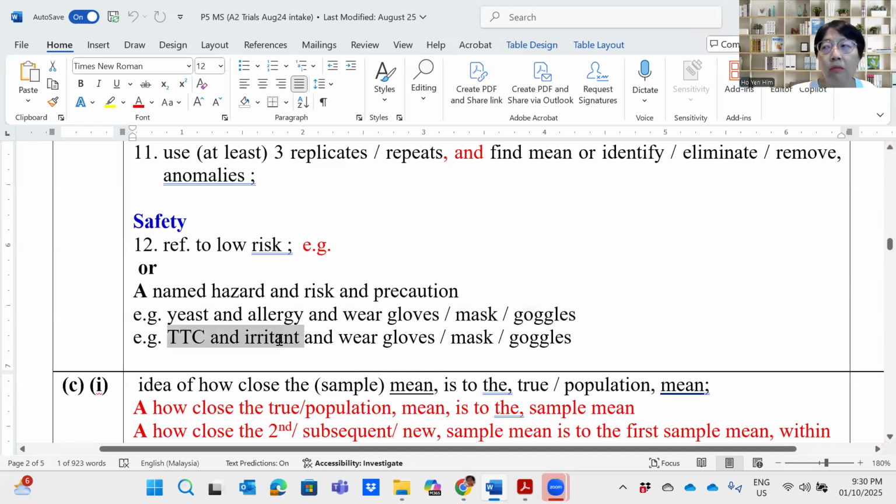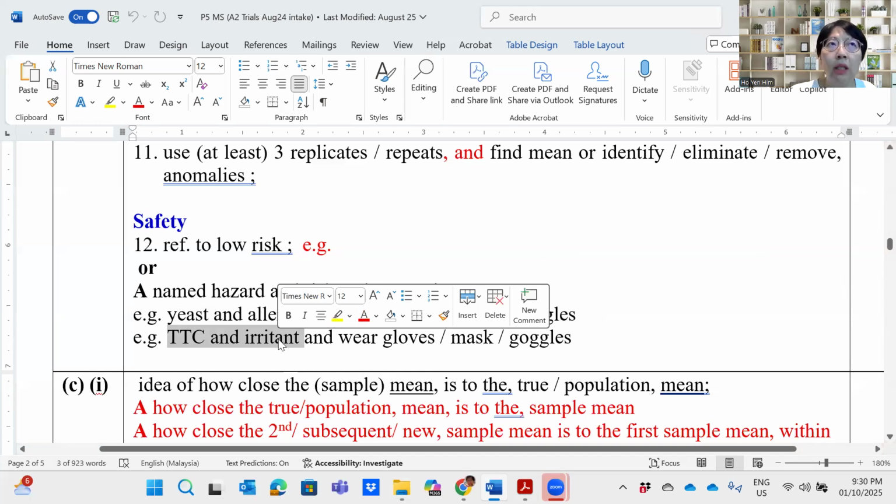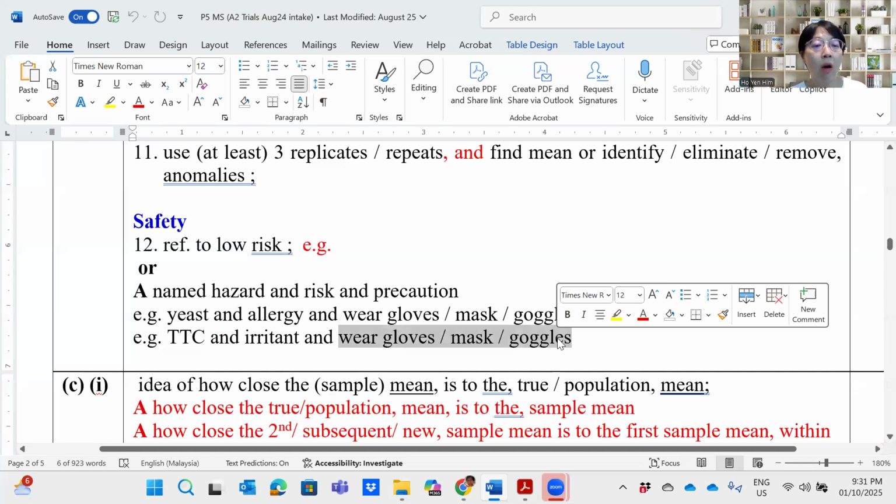TTC is an irritant. So all the redox indicators, methylene blue, DCPIP, even iodine solution, they're all irritants. So you must wear gloves, wear mask, wear goggles. Okay? So that's all for today.